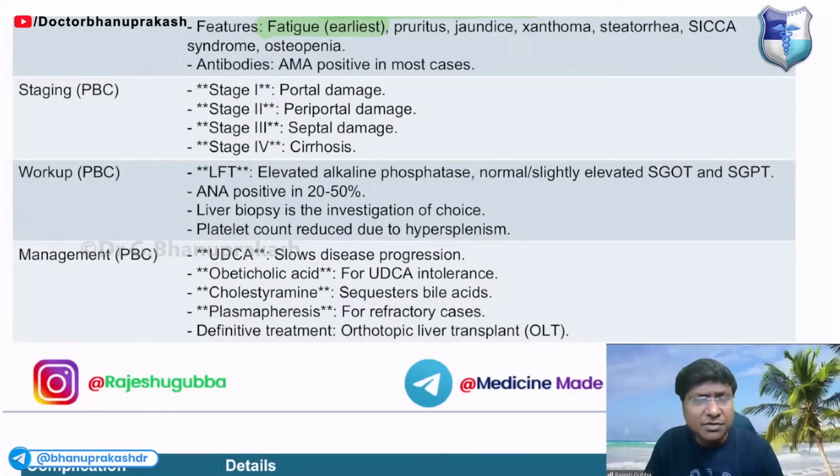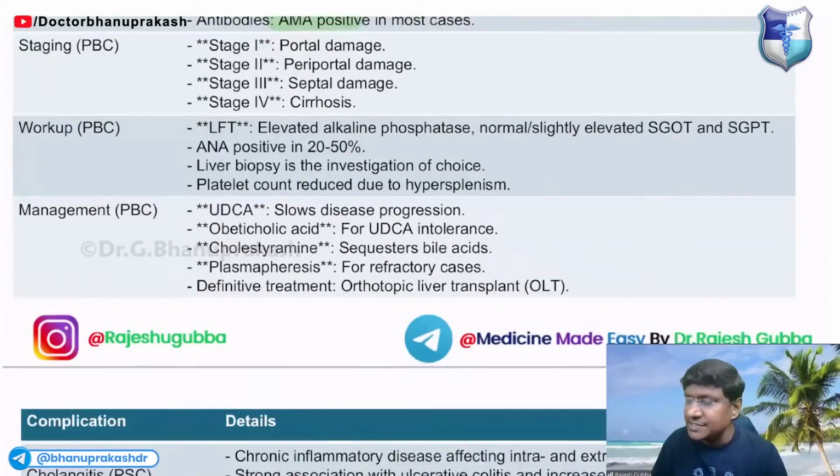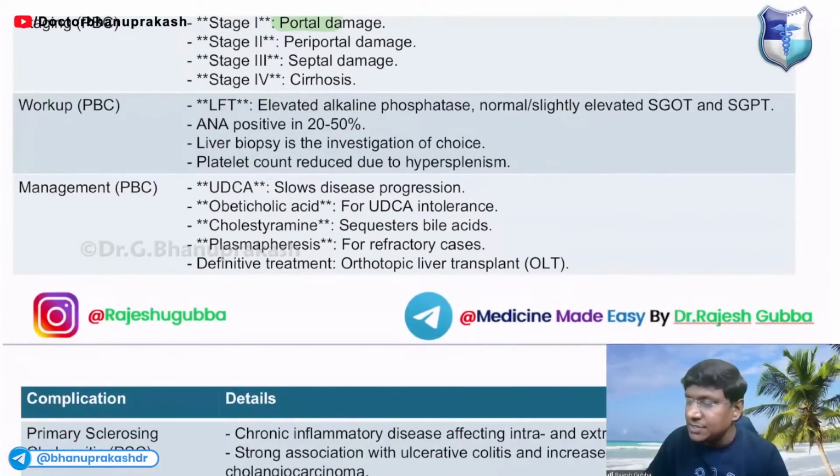And I have said it is an autoimmune condition. So what should be the antibody? The antibody will be anti-mitochondrial antibody, right? And there are a total of 4 stages in primary biliary cholangitis. In stage 1, you have portal damage. And in stage 4, you have cirrhosis of the liver.